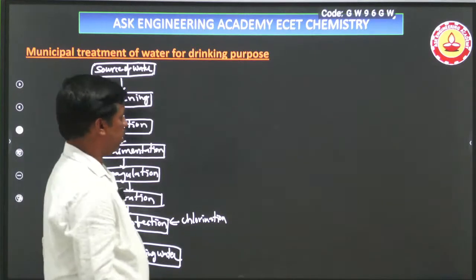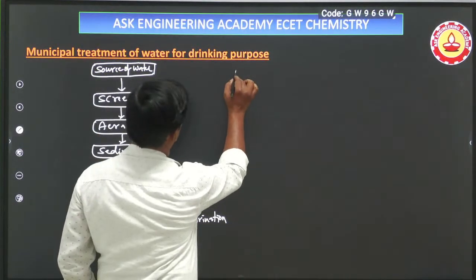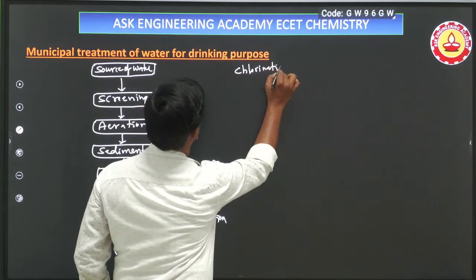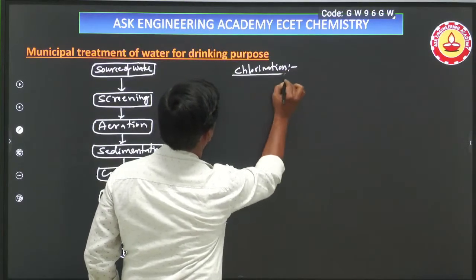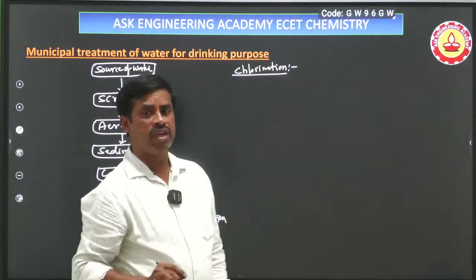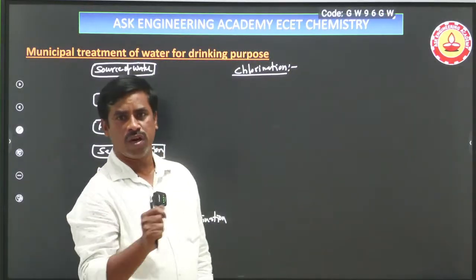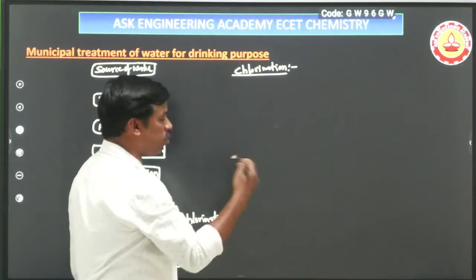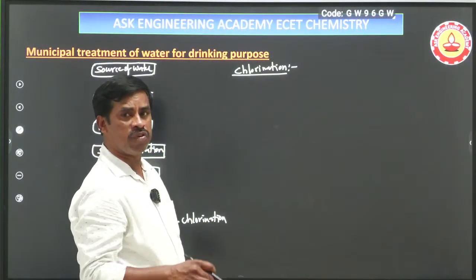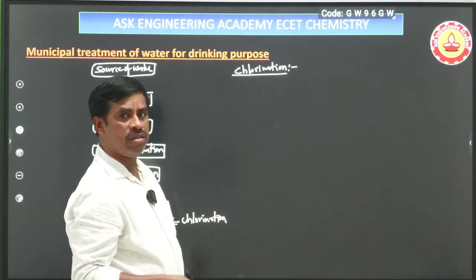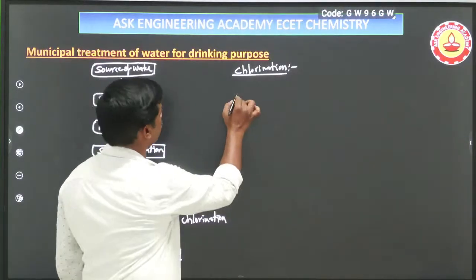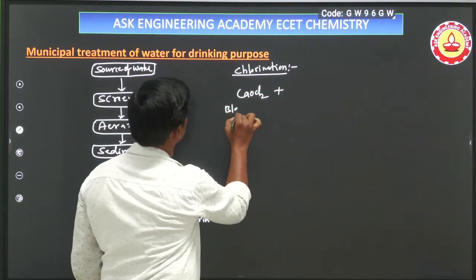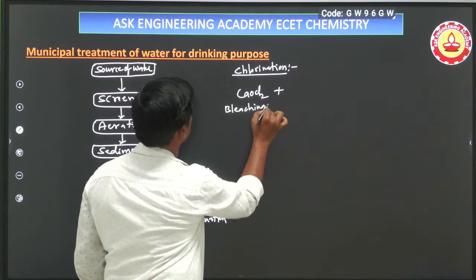Here I am going to explain chlorination, how to remove bacteria from the water. The process of removing disease-causing microorganisms by the addition of bleaching powder or liquid chlorine is said to be chlorination. The most efficient substance to kill bacteria, and a very cheap method, is using CaOCl2. What is this? Bleaching powder.